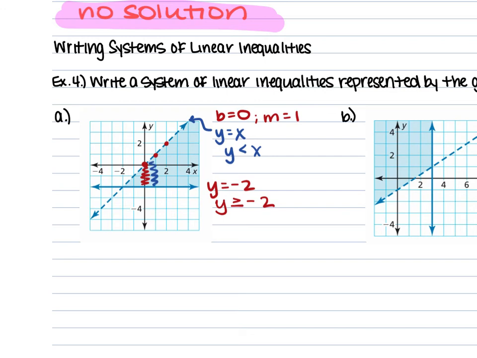So my system of linear inequalities is just going to be y is less than x, as well as y is greater than or equal to negative 2. Work with these one by one first, put it in slope-intercept form, then change your equal sign to an inequality symbol, depending on the way your line is drawn and your shading is going.